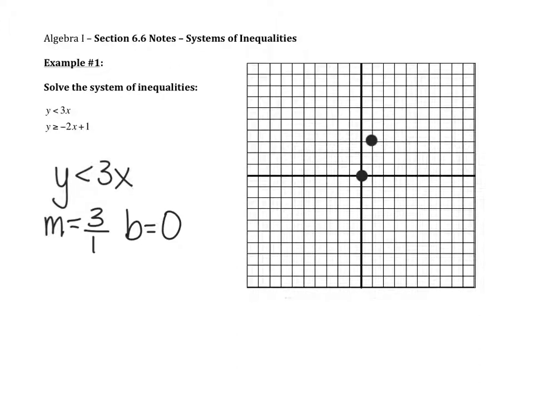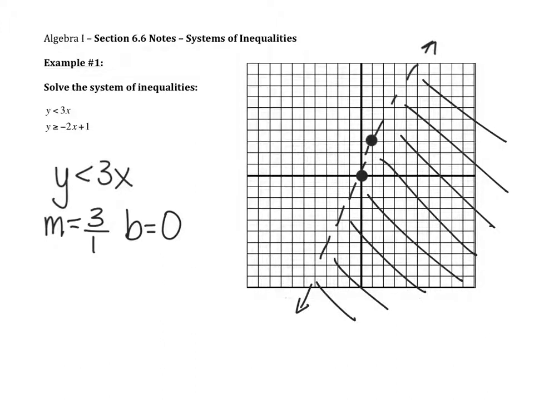And then I'll connect those points with the dashed line, since again, it's not equal to. And again, since it was less than, I'm going to shade below it. So below the line would be down here. Then I'll move on to the next equation.